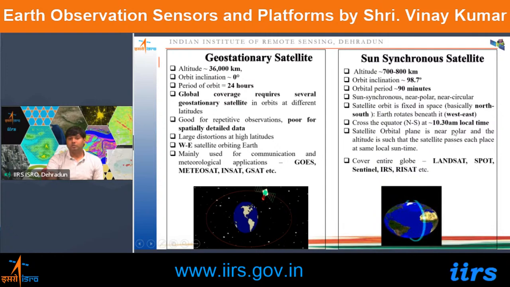Now the satellite orbital plane is near polar, and the altitude is such that the satellite passes each place at the same local sun time. Okay. Now it covers the entire globe. Examples are your Landsat, Spot, Sentinel, IRS, RISAT, even ALOS. There are many satellites from different space agencies.